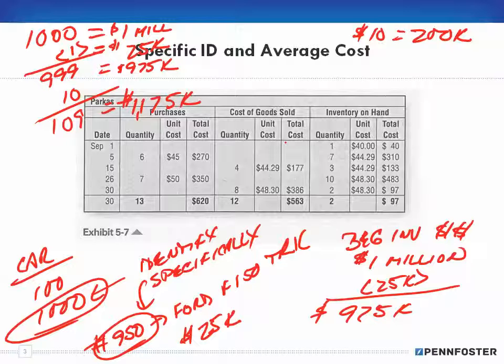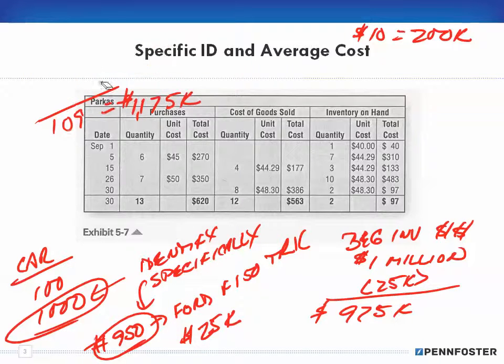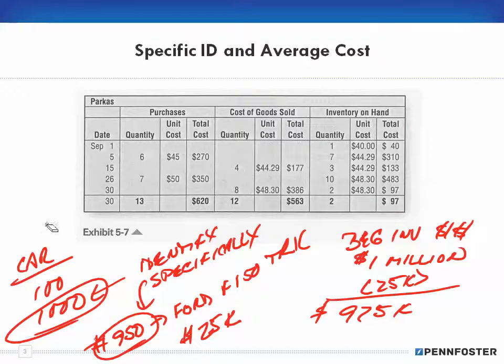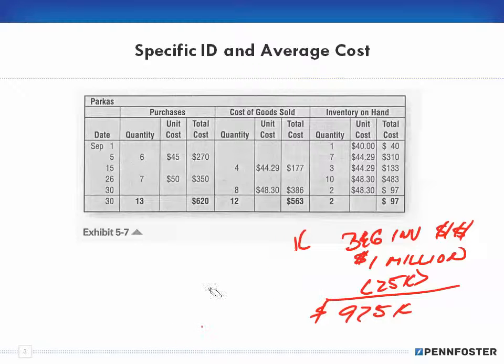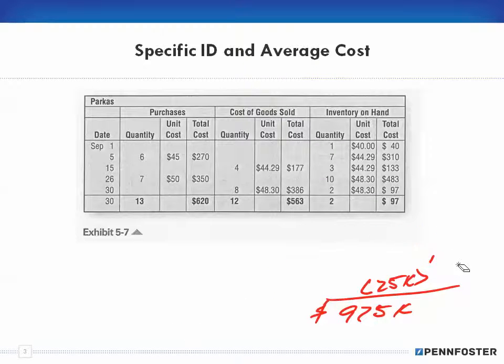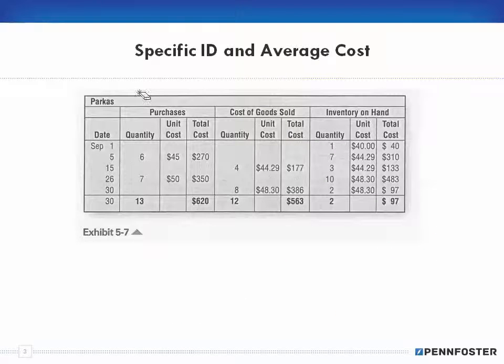Okay, so all specific ID is just what's going in is what's coming out. You're specifically identifying, keeping track of everything that goes in and out, and that's possible because you're dealing with cars. You're dealing with big items, things like furniture, cars, swimming pools, these big items that you can identify, you generally deal with on a specific ID basis.